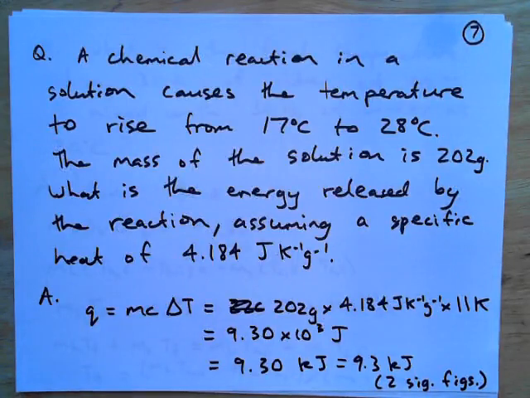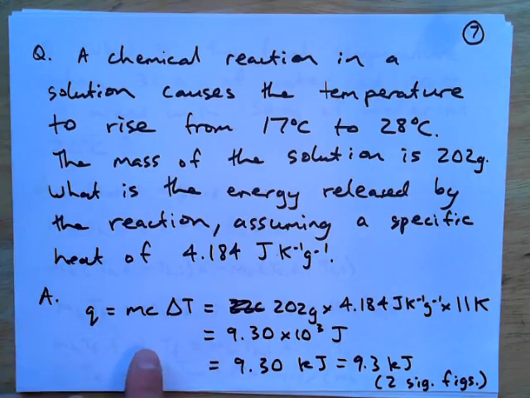So a chemical reaction in a solution causes the temperature to rise from 17 degrees Celsius to 28 degrees Celsius. The mass of the solution is 202 grams. What is the energy released by the reaction, assuming a specific heat of 4.184 joules per Kelvin per gram?